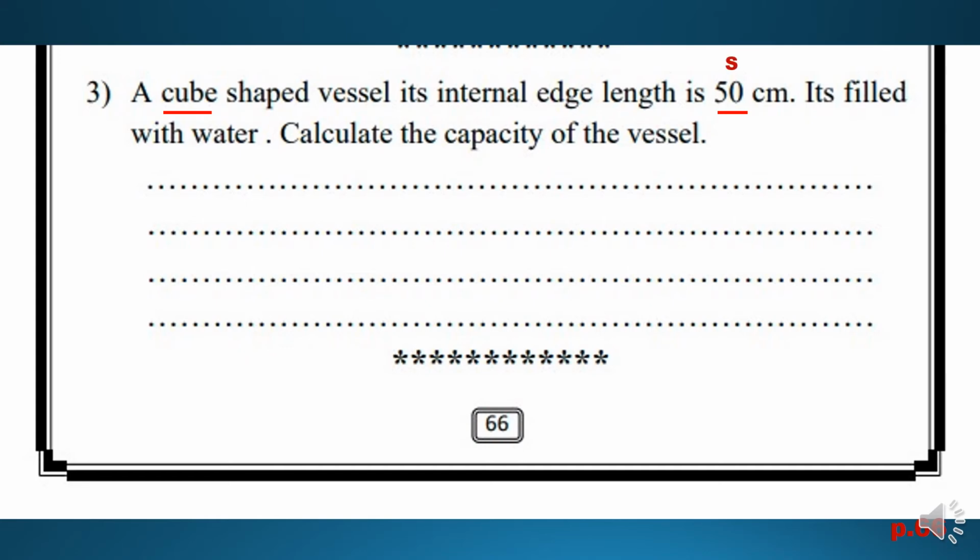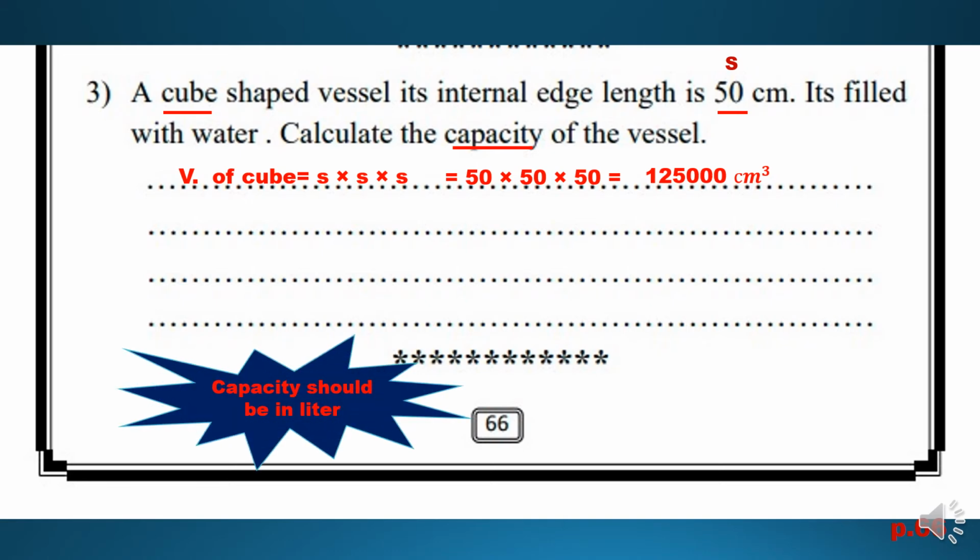So to find the volume, it's equal to side times side times side. So it's equal 50 times 50 times 50 equals 125,000 centimeter cube. This is the volume of the cube. To find the capacity, it should be in liters. So I have to change the centimeter cube into liters. How to change from centimeter cube to liter? I will divide by 1,000. So I will divide 125,000 by 1,000, equals 125 liters.